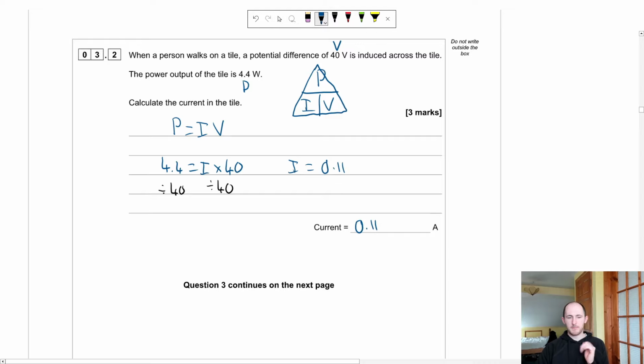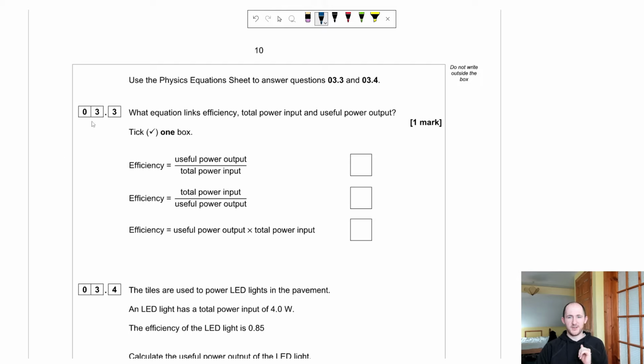Perfect. So we did kind of use the efficiency formula already, but it says what equation links efficiency, total power in and useful out. So the best way to think about it is there's one of 2 ways. When you're talking about efficiency, what are you actually trying to measure? You're trying to say how much useful energy is coming out compared to the amount going in. So that means it would be the first one.